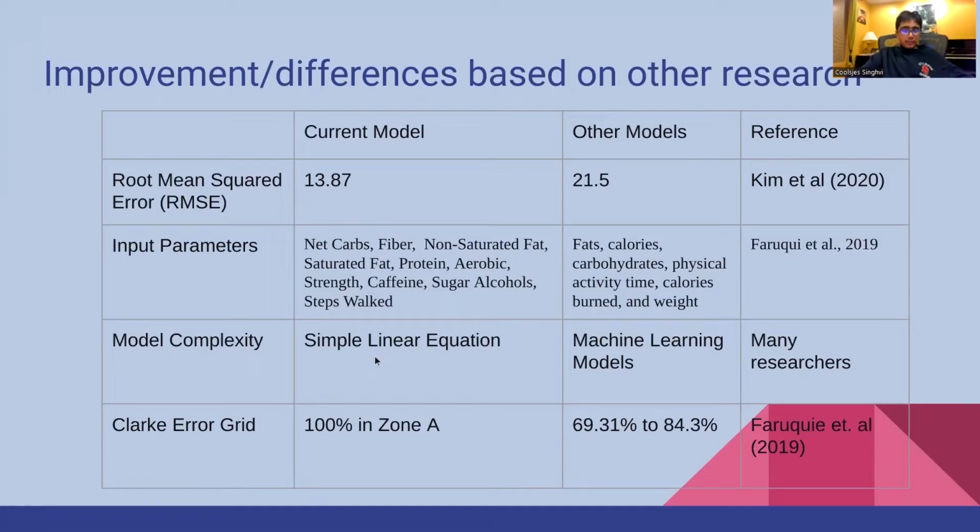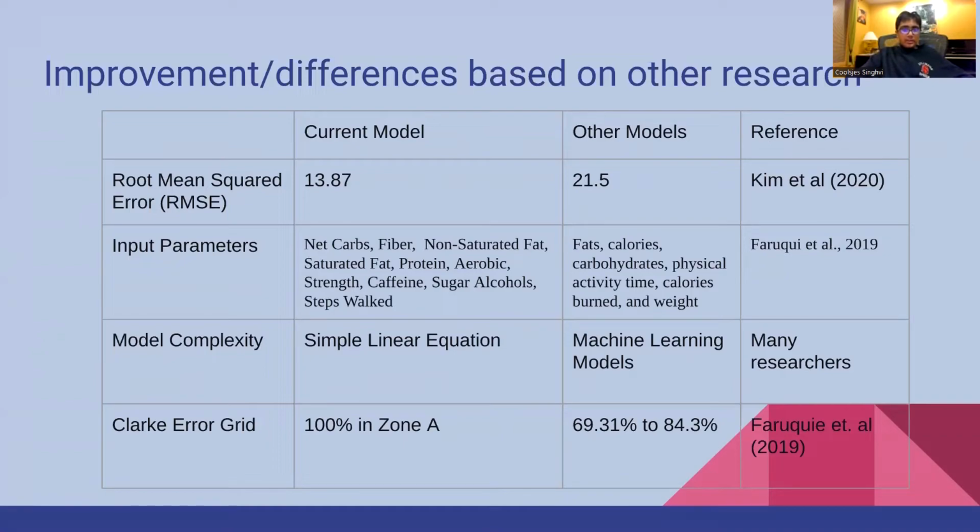The Clark error grid. For mine, they were 100% in zone A, while others were only 69.3 to 84%. There were some sources of error in my model. Google Fit doesn't give an accurate measurement of steps walked, as this is a smartphone-based app, and people don't carry a smartphone with them everywhere. A fitness band would be a better tool to use in the future.